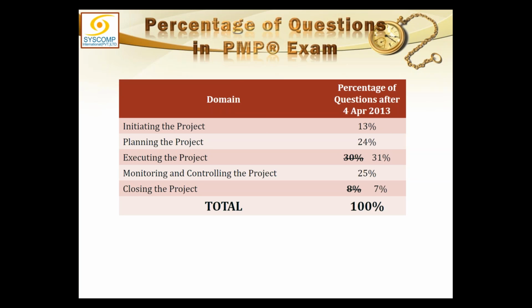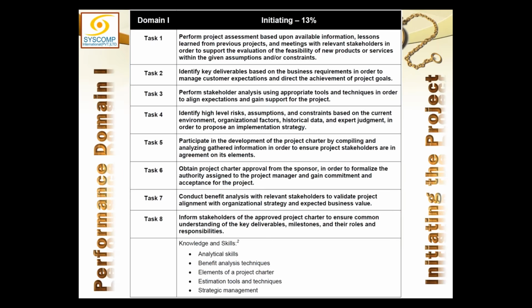So you will get 200 questions. From that point of view, initiation will have 26 questions, planning 48, execution 62, monitoring and control 50 questions, and closing 14 questions. Exactly. So these are the number of questions you will be getting in your exam, but they will be randomly arranged.